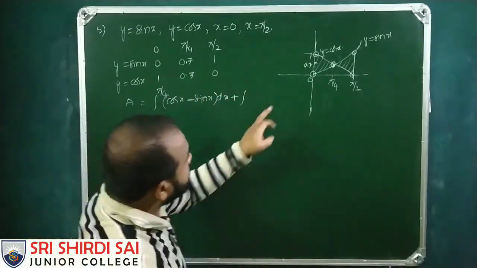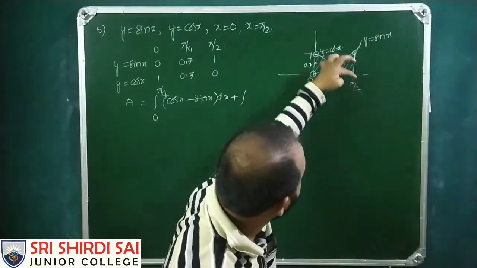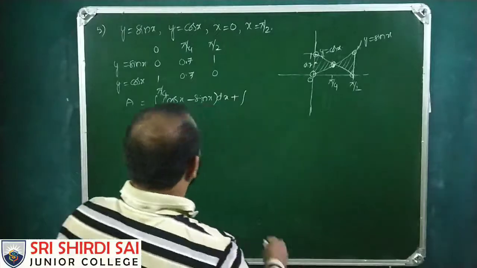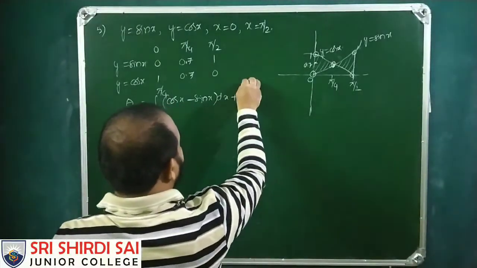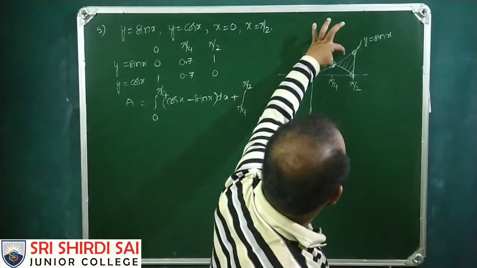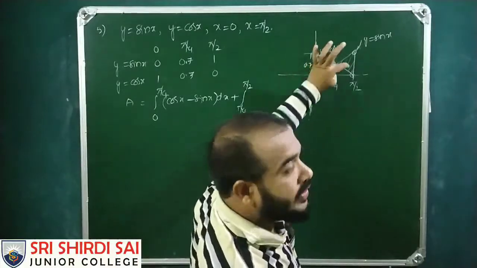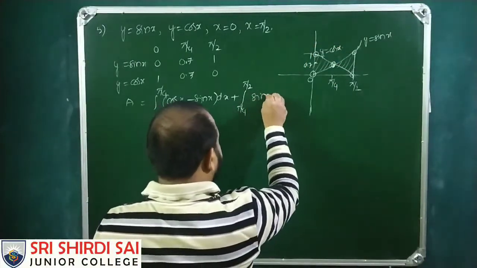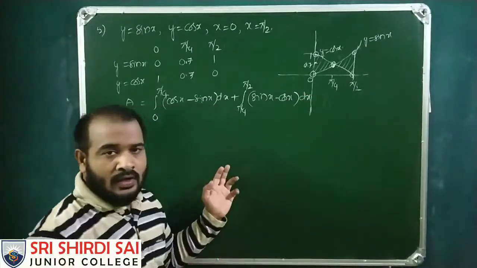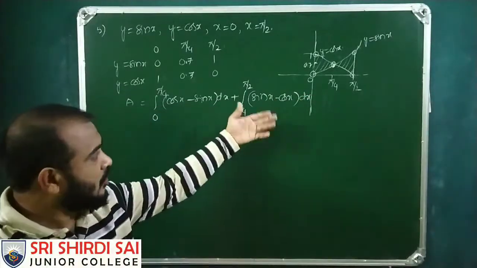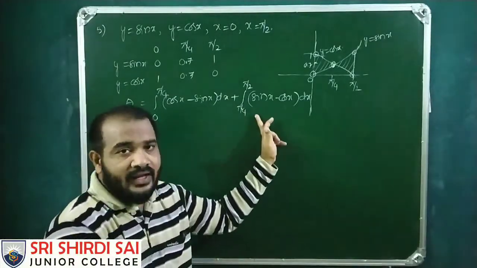Plus, 0 to pi by 4, this area so far we get. But from pi by 4 to pi by 2 this area also we need to get. So from pi by 4 to pi by 2, this time, sin x is the upper curve, this is the lower curve. Sin x minus cos x dx. So we know how to evaluate from this onwards. All we need to know is this only.